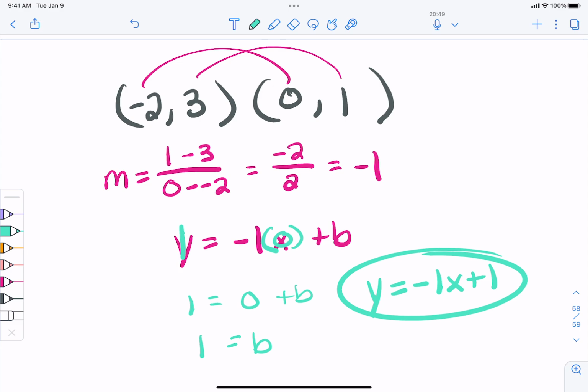What do you mean? Like what parallel and perpendicular means. So parallel means you use the same slope. Perpendicular means you use the negative reciprocal slope when you're writing the equation. Okay? Alright, and that's all I have. I'm gonna stop the video.